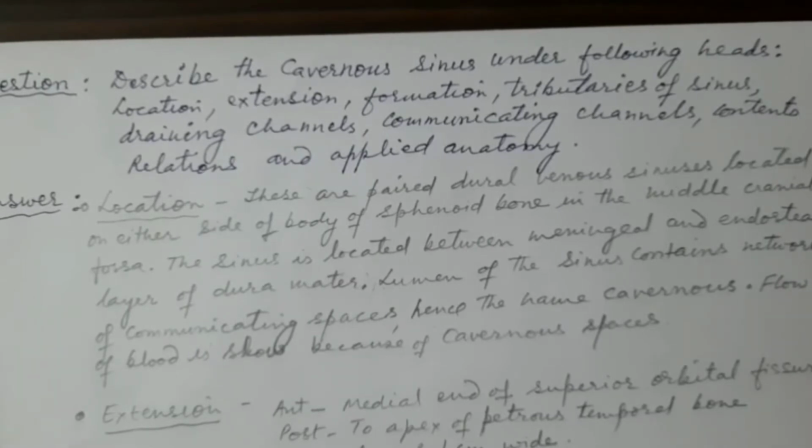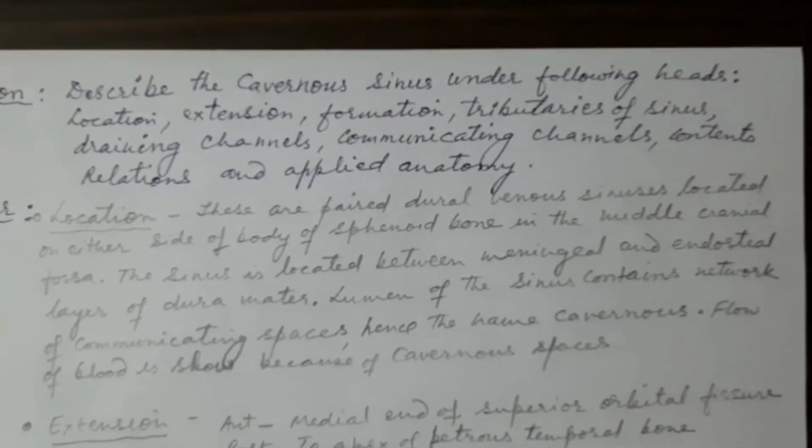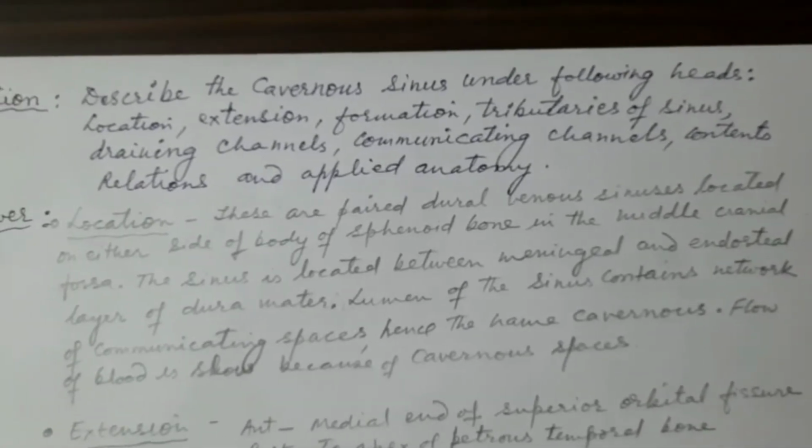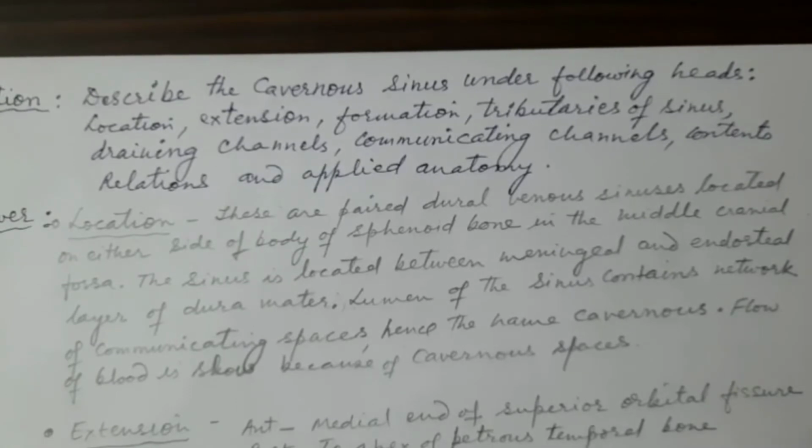There are two layers of the dura mater. The outer is the endosteal, which forms the periosteum of the bone which it is lining, and the inner layer of the dura mater is called the meningeal layer. So the dura mater is made up of two layers. When they separate, they enclose a space, and in this space lie most of the dural venous sinuses.